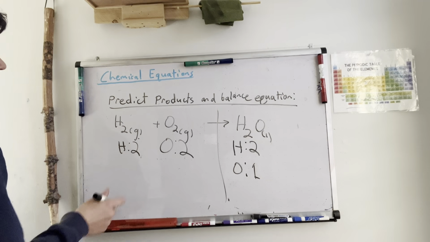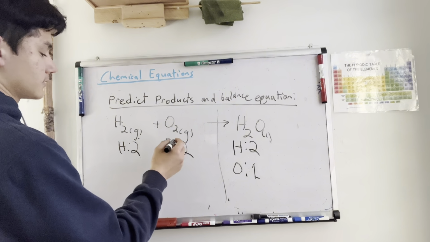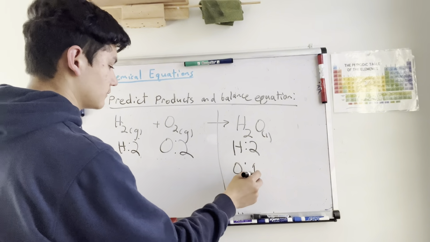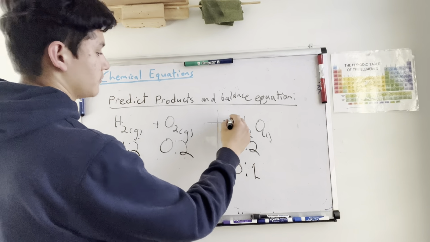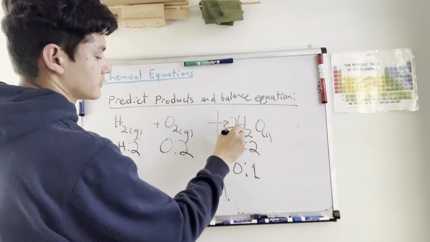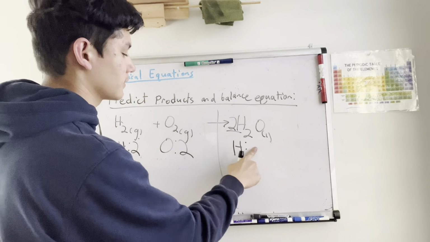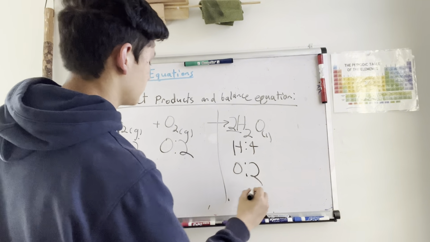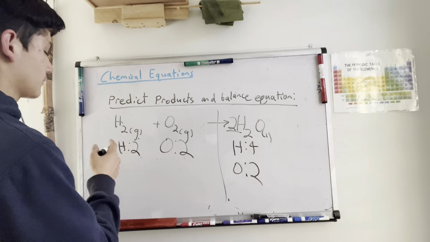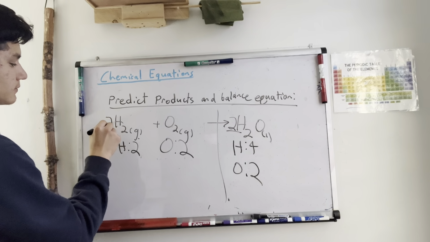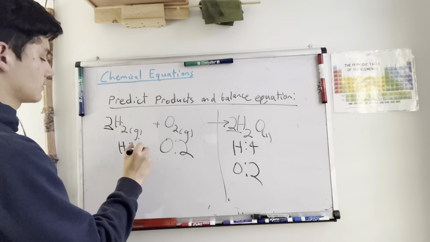Now we can see that there are 2 oxygens here, and too few oxygens over here. So the only thing we could do is put a 2 here, a coefficient of 2. But also remember that 2 times 2 hydrogens is 4 hydrogens. So we would get 2 oxygens. Oxygen is balanced, however hydrogen is not, and we just put a 2 here. So 2 times 2 hydrogens is equal to 4 hydrogens.